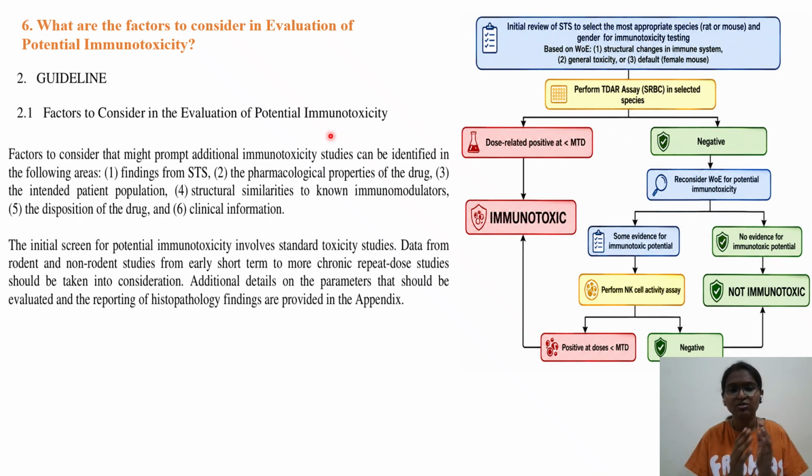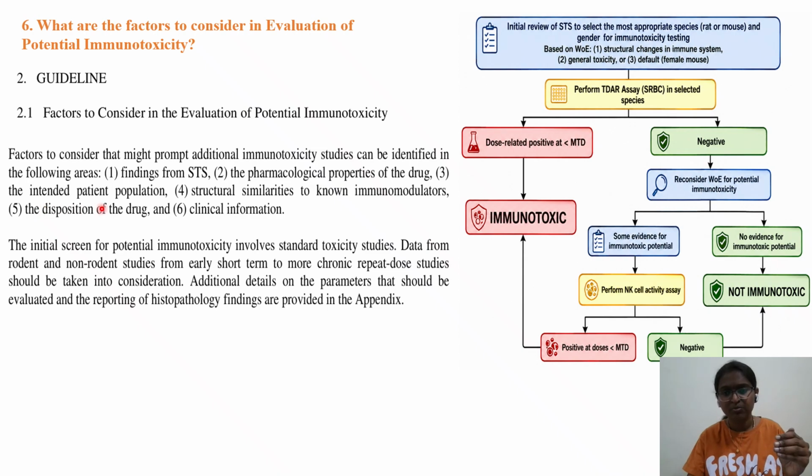So what are those 6 factors? Factors to consider that might prompt additional immunotoxicity studies can be identified in the following areas. First, findings from the STS; STS is the standard toxicity studies. Each of the sections 2.1, 2.2, 2.3 up to 2.6 we'll discuss in the next 2 slides. Second one is the pharmacological properties of the drug.